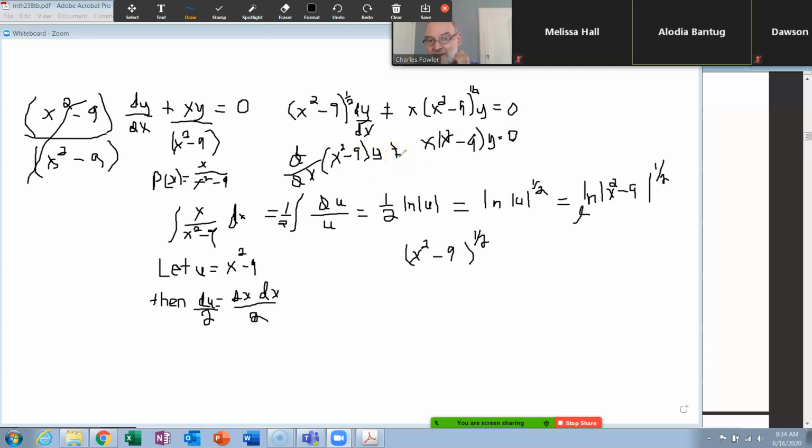So, let's see if indeed that is a perfect derivative. No, I'm sorry. The left-hand side is supposed to be this, okay? And the right-hand side is just supposed to be 0. Sorry about this. I've got it all crossed up. This is supposed to be a perfect derivative. Let's see if it is.